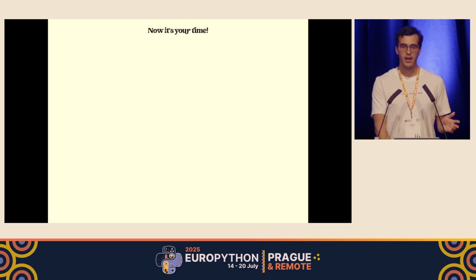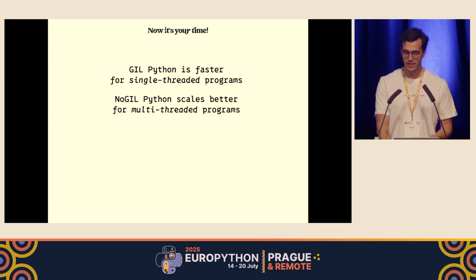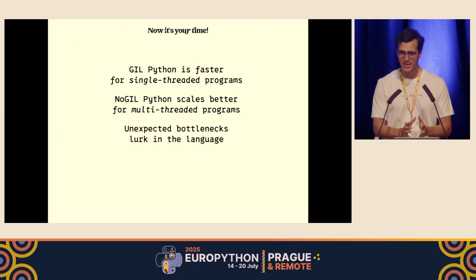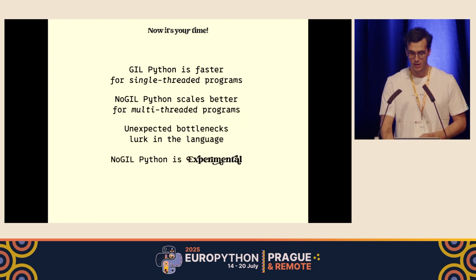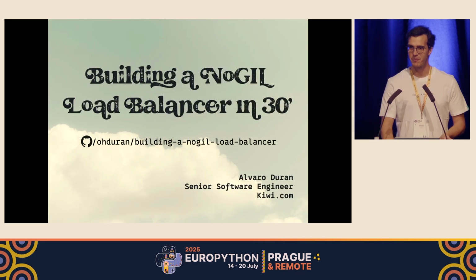So this is it. I want to give this idea that this is experimental, which means that you have to try it. GIL is faster for single-threaded. NoGIL scales better for multi-threaded programs. And this means that there are hidden treasures in the language that you're going to have to deal with if you want to experiment with it. Give it a try. It's fun. It's not that difficult, and you can see effects right away. Enjoy the rest of the conference.